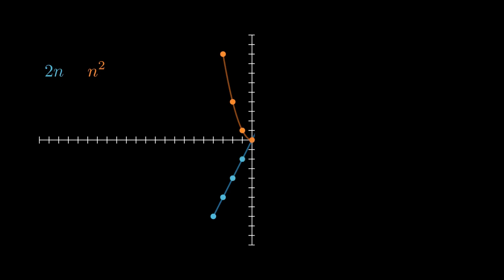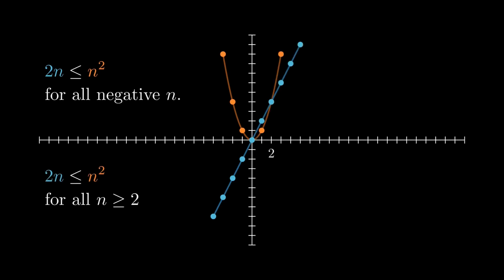Looking at the graph, it's pretty easy to see that 2n is less than or equal to n squared for all negative n. But before going into proving this, let's take a look at what's happening for positive n. We can observe that 2n is less than n squared for all n greater than or equal to 2. But even if these inequalities look obviously true when you're graphing them, that's not a valid proof, and we need to formally prove it with induction.